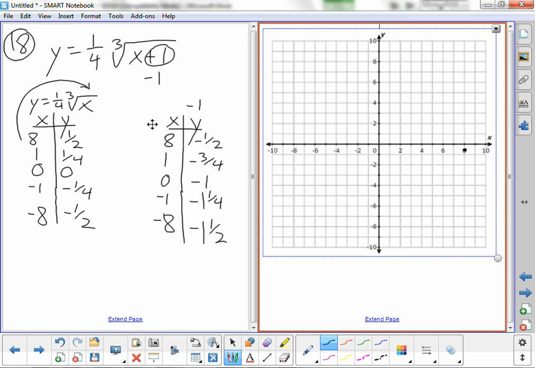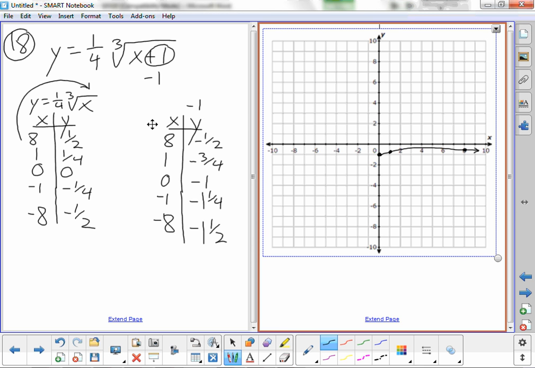All right, then I do 1 and negative 3/4. So 1, oh man, it's going to be really skinny. Negative 3/4 is down a little bit more than a half. Okay, 0 is at negative 1. So if you can imagine that, that's kind of like a really skinny side right there.